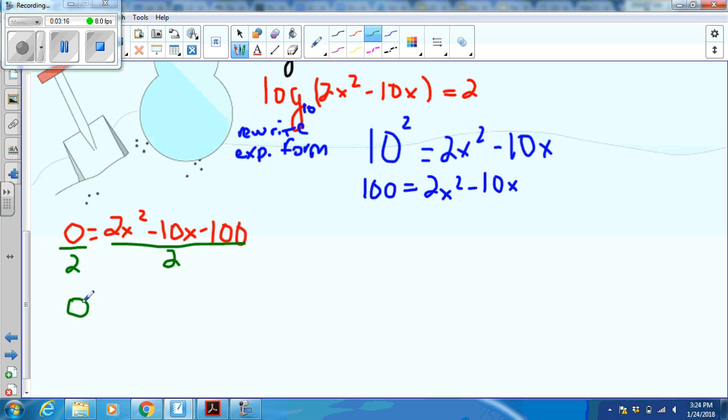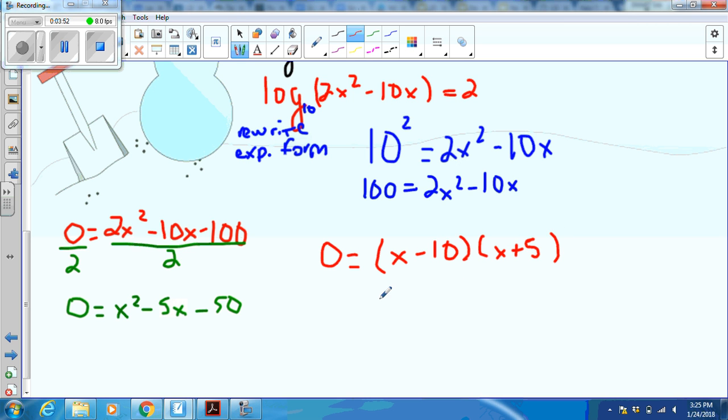So now I have 0 equals x squared minus 5x minus 50. If you want to try to factor this on your own, I highly suggest that. You can always pause the video to do that. We're going to go ahead and factor this. So once again, 0 equals, and notice in this case, 5 and 10 will work. So we'll have x minus 10, and then x plus 5.